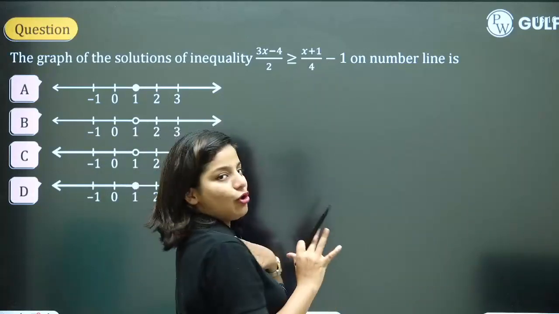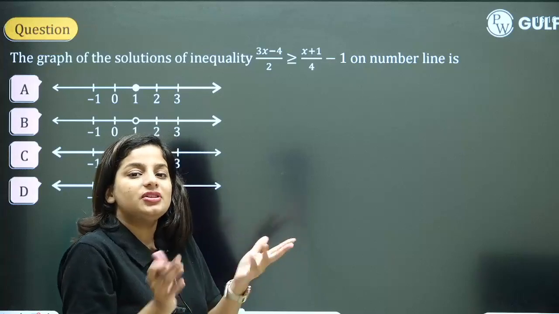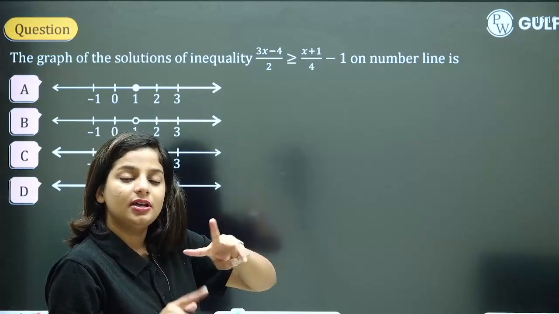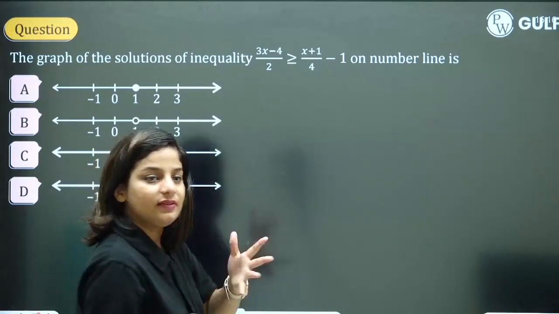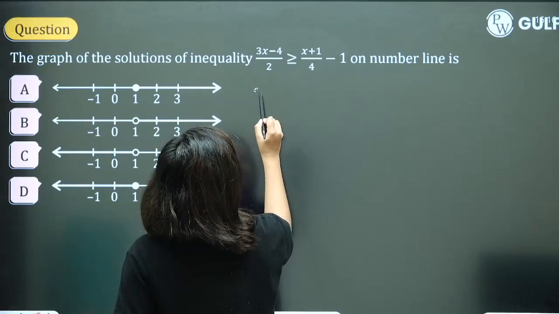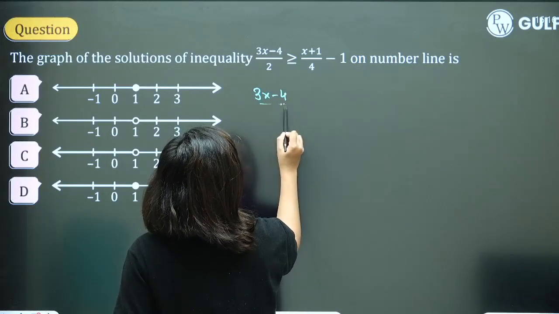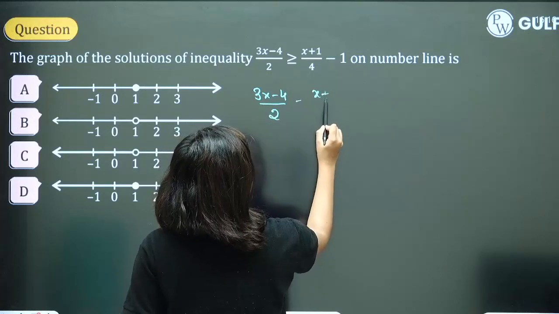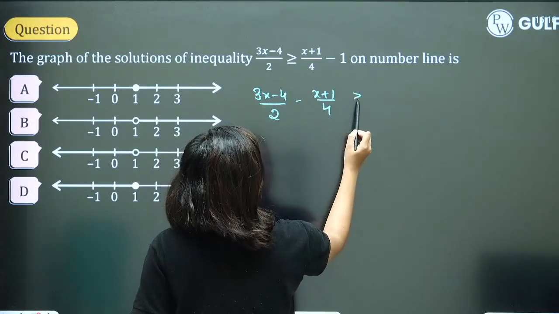Now, in order to solve this, keep the rules in mind. Addition, subtraction, no change. Multiplication, division, positive, no change. Negative, change. If I am bringing all the x's on one side, that's x plus 1 by 4 bringing on the left side.